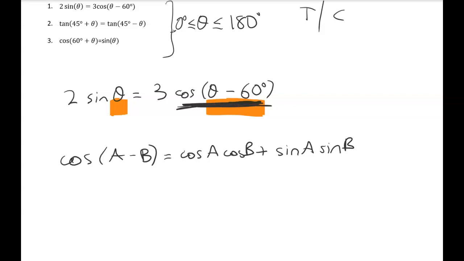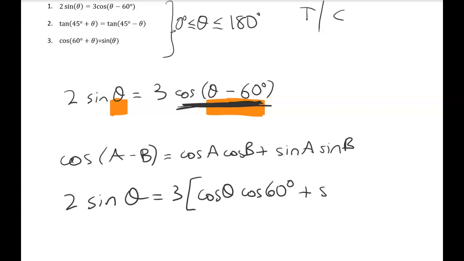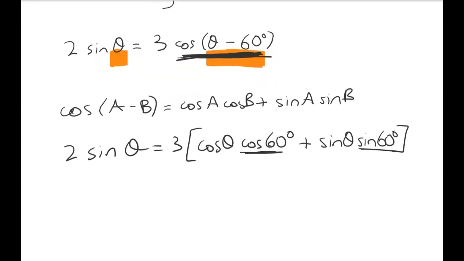And that's going to give me the following thing. So you can pause the video now and try and work through as much as you can. 2 sine theta is equal to 3 into cos theta times cos of 60 degrees plus sine theta sine of 60 degrees. Now we're going to replace these with their exact values.